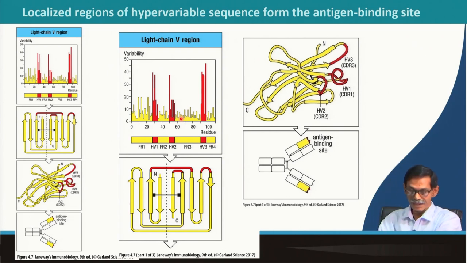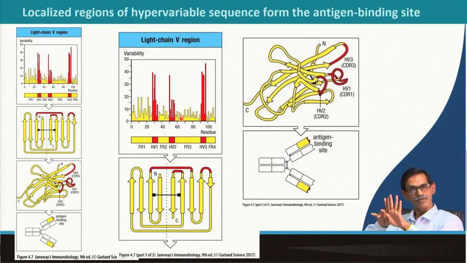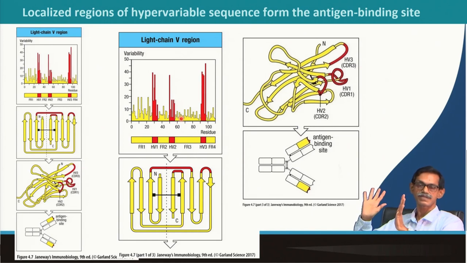So, now the thing is, if I say there are 10 different antibodies, that means most of the part will be very, very similar. Okay, they do not need much difference, but if the 10 antibodies interact with 10 different antigens, that means their HV1, HV2 and HV3, these three things are different.